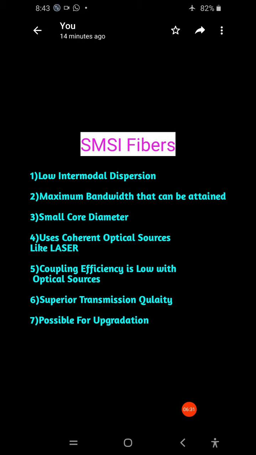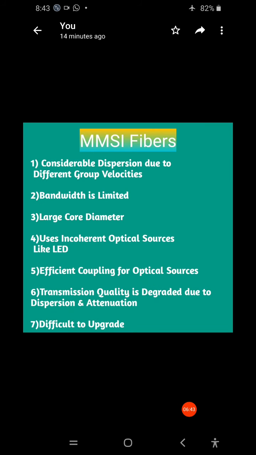Next, in single mode step index fiber, the transmission quality is high, that is good. That is the superior transmission quality. In multi-mode step index fiber, the transmission quality is degraded due to dispersion and attenuation. The dispersion here is intermodal dispersion. Multi-mode step index fibers are always affected by intermodal dispersion, and they also have loss, that is the attenuation, so the transmission quality is degraded.